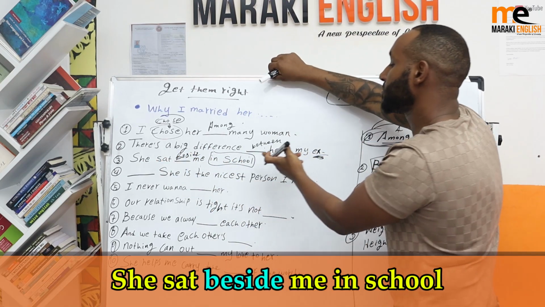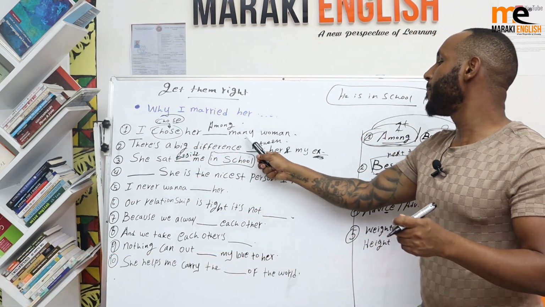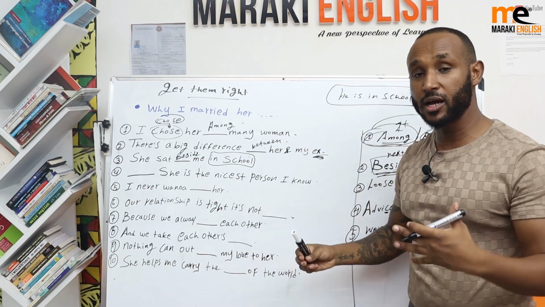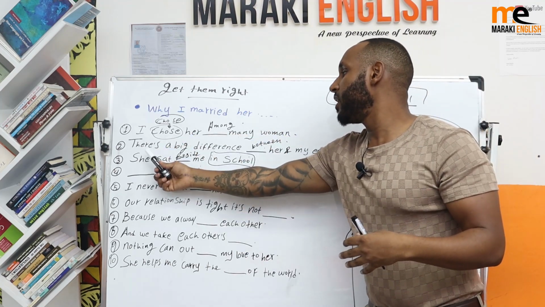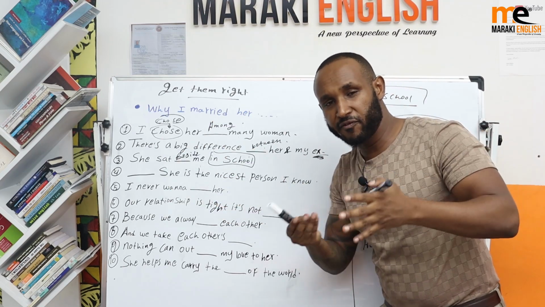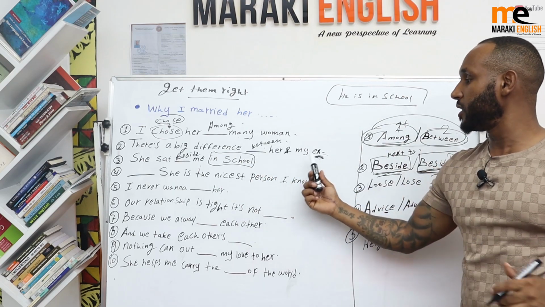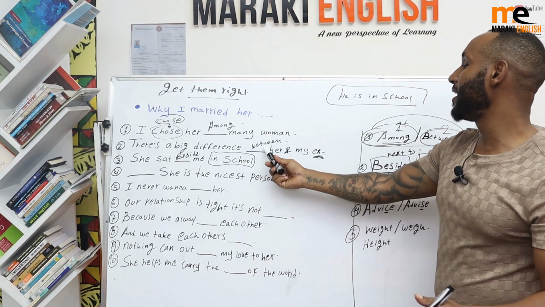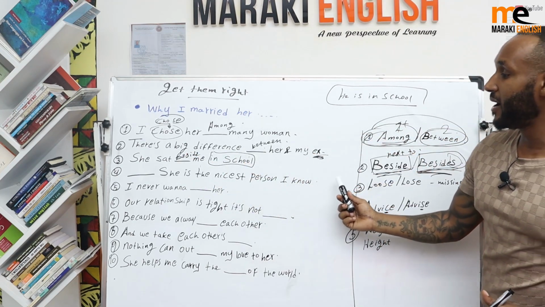Yeah, she sat beside me in school. So let's start from the beginning. I chose her among many women. I compared her with a lot of women, and then I said, oh, she's my choice, and I took her. And when I compare her with my ex-girlfriend, the girlfriend I had before her, there is a big difference. So I'm comparing two people. There is a big difference between her and my ex.